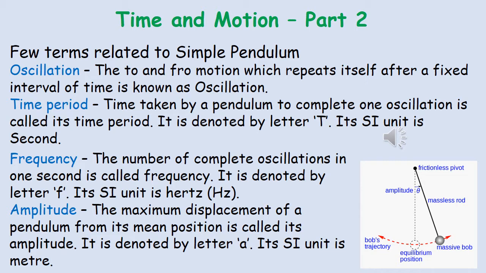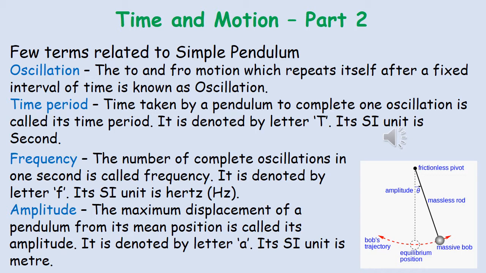The first one is oscillation or oscillatory motion. The to and fro motion which repeats itself after a fixed interval of time is known as oscillation. And what was time period? It was the time taken by the bob to move from one extreme position to another extreme position and to come back to the first extreme position. That is one complete oscillation, and the time taken to complete one oscillation is known as time period. It is denoted by the letter capital T, and its SI unit is second.